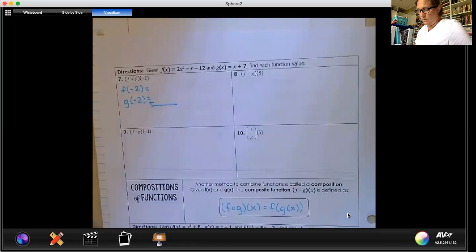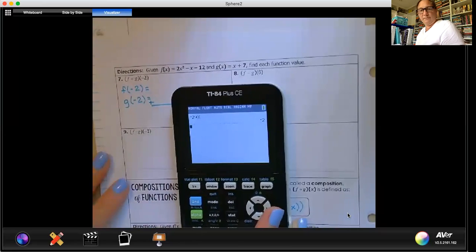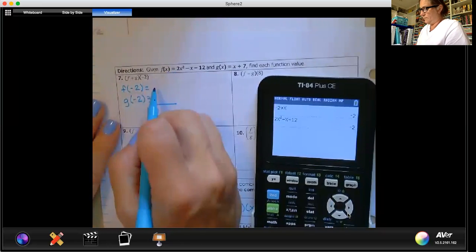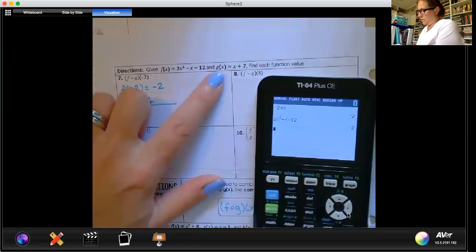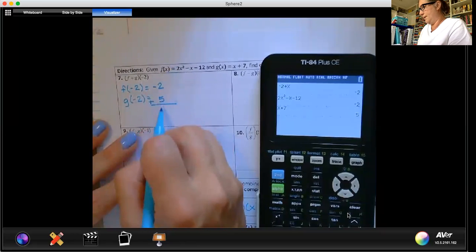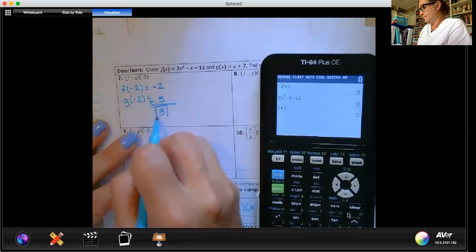So negative 2 store as x in my calculator. Negative 2 store as x, and I'm looking at the f equation. And I get negative 2. And now the g equation, I get 5, and negative 2 plus 5 is 3.